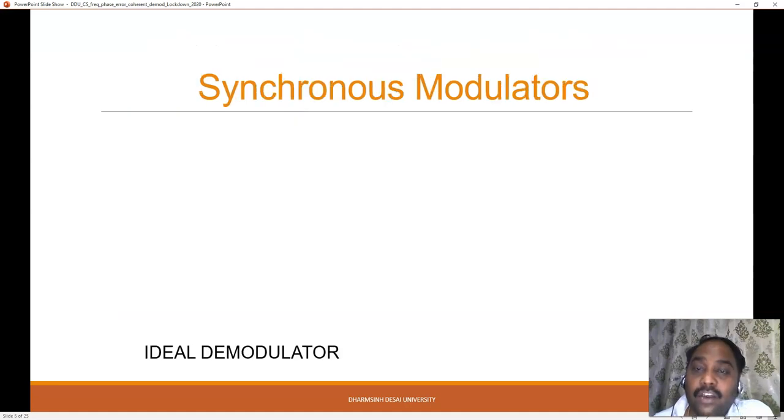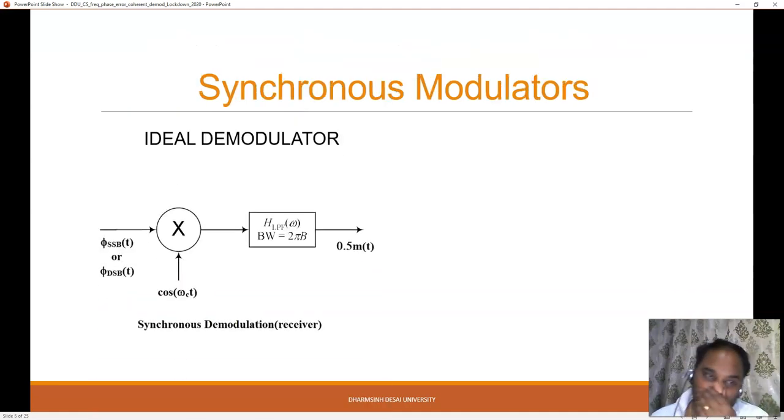So for synchronous demodulation, the ideal demodulator looks like this: the received signal, SSB or DSB, is passed through a product modulator with cos omega_c t. Whatever signal you get, you pass it through a low pass filter with a bandwidth of B hertz, provided that the modulating signal m(t) has a bandwidth of B hertz, which has been assumed. So you will get 0.5 m(t). This 0.5 is just because of trigonometric identities, so it doesn't make much difference. So you can recover the signal m(t).